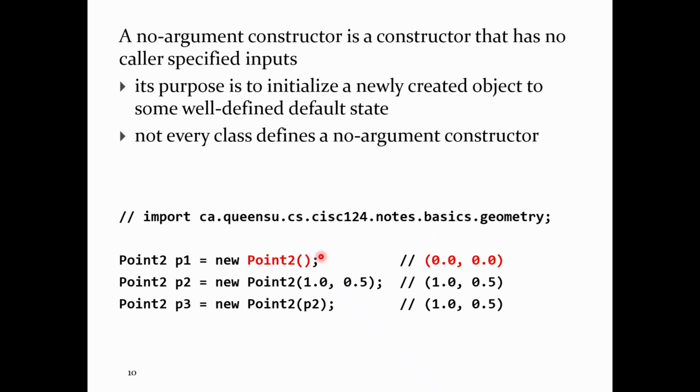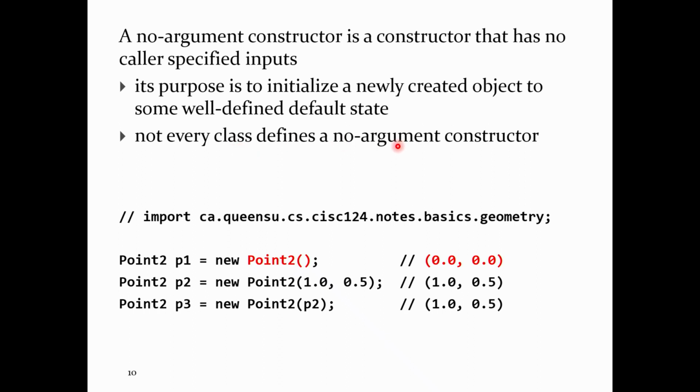Right? So for the Point2 class, I've decided that the state of the newly created point should be 0, 0. Right? You have to pick something. Right? So when I implemented the Point2 class, I decided that it should make the point that's located at the origin. Right?